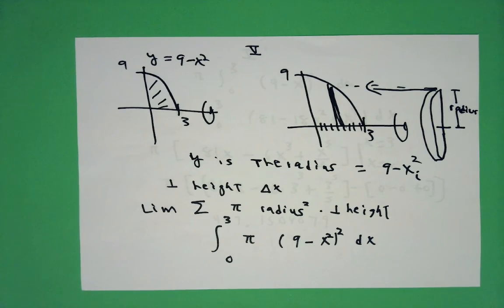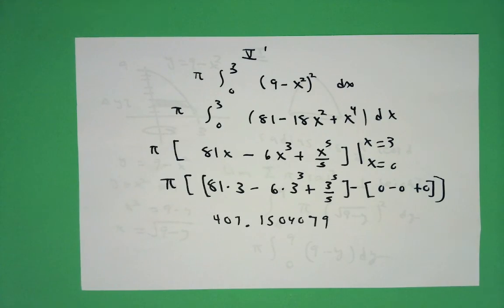I need everything in terms of x because I'm going to integrate with respect to x. So the radius is 9 minus xi squared. We're going to take pi times the square of the radius times the perpendicular height on the disk. We add up all such things and take the limit. Pi times the square of the y coordinate, the square of 9 minus x squared, integrated with respect to x. The evaluation of the integral is routine, so I don't see the need to go into any great detail.